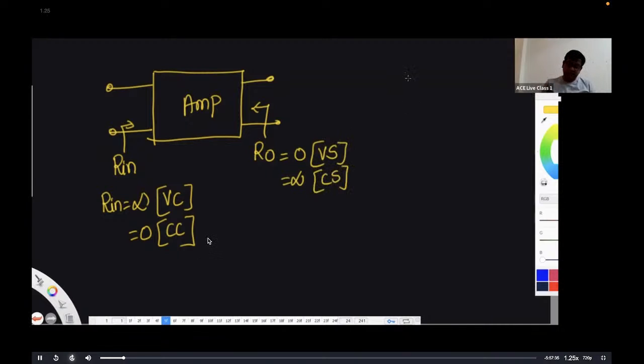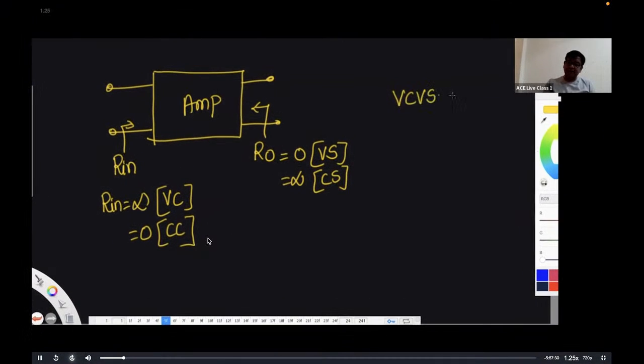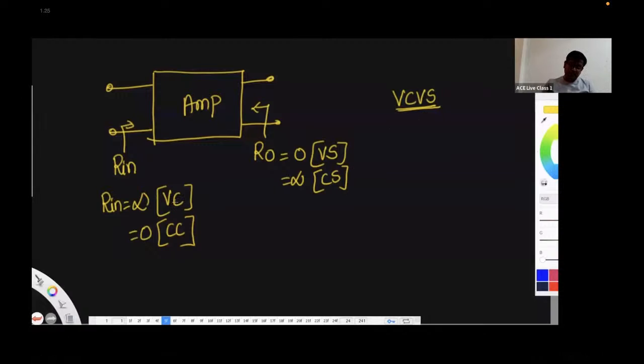So if the manufacturer himself is giving you an op amp, which is a VCVS, it is his duty to maintain Rin high and R0 low while manufacturing. And to do so, he has a differential amplifier with a cascode connection as the first stage. Its input resistance is around 1 gigaohm, or in tens of gigaohms. The output resistance is less than an ohm, or almost 1 ohm like that.